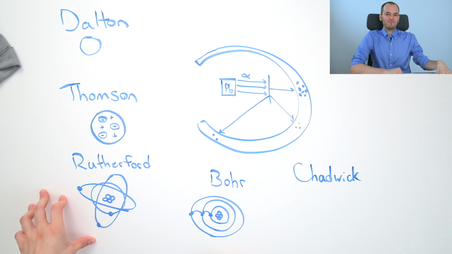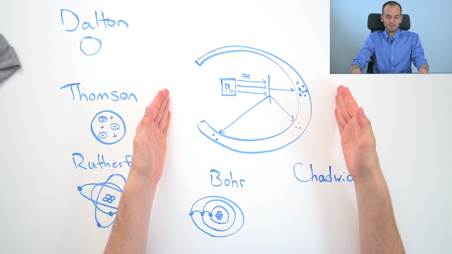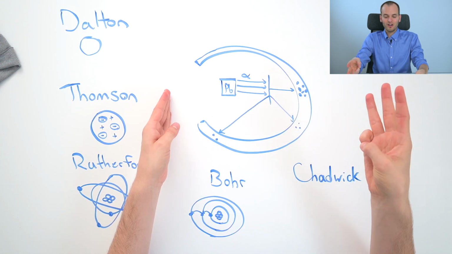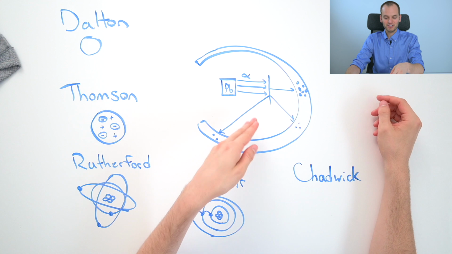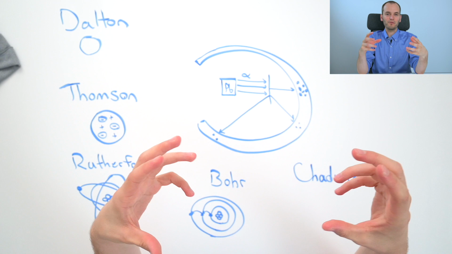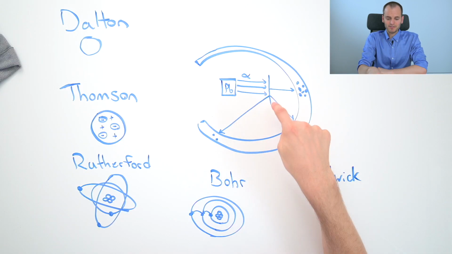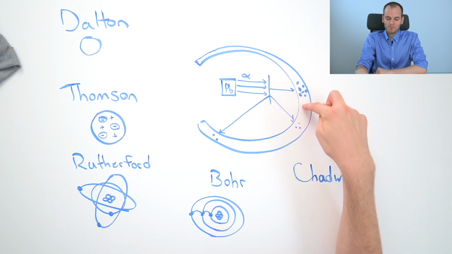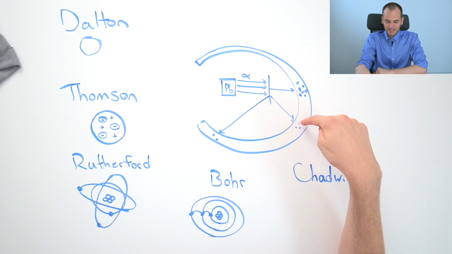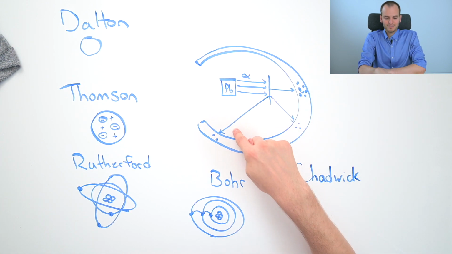Then along came Rutherford and his team. He did this experiment, which is the gold foil experiment, and there's three things that he saw when he shot alpha particles at gold with a detector around the outside of it to see where these alpha particles ended up. So alpha particles are very small, very fast moving, and they are also very, very positive. As these alpha particles hit gold foil, most of them went through. Some of them deflected to the side, and then some also deflected back towards the scientists.